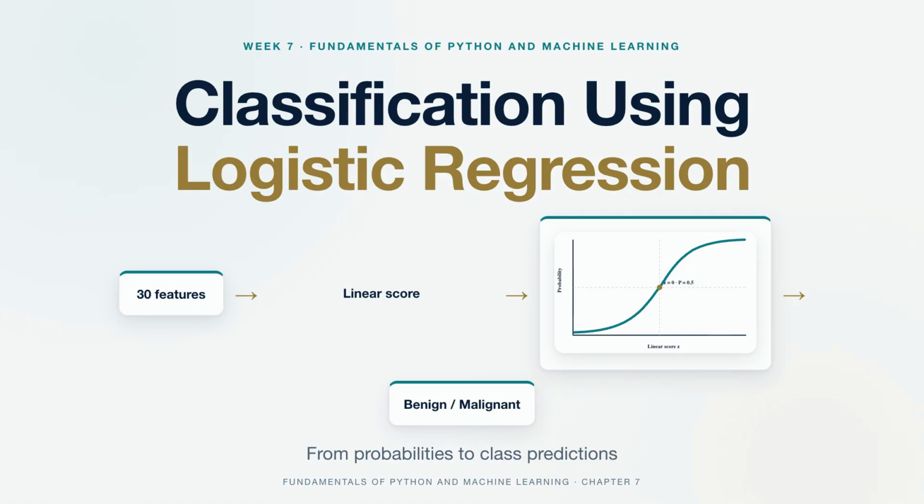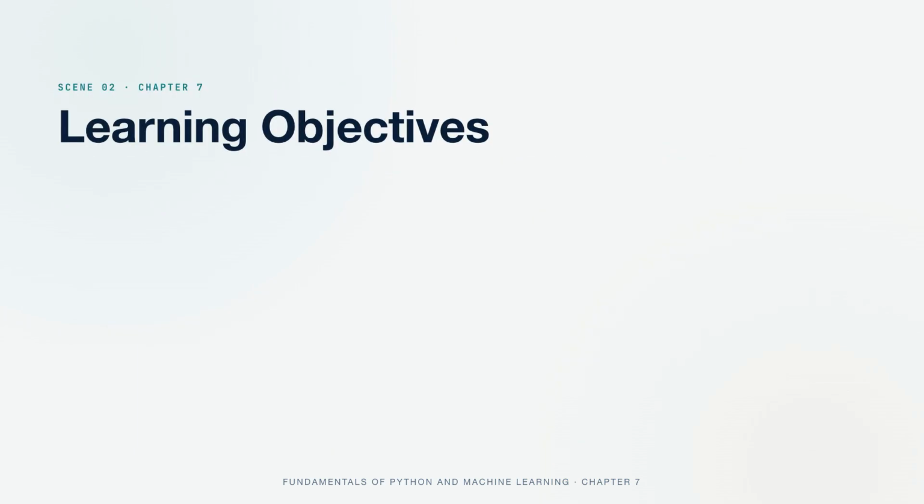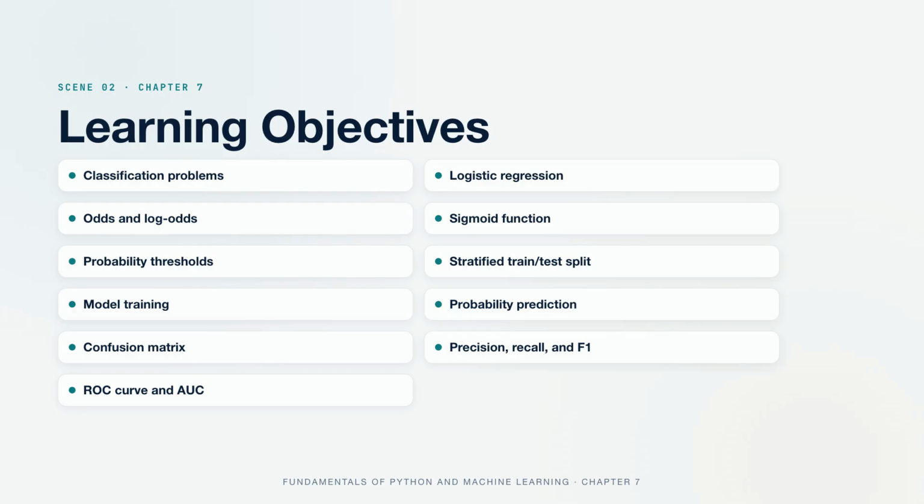We will study the ideas behind logistic regression, train a model using Scikit-learn, make probability and class predictions, and evaluate the results using a confusion matrix, precision, recall, F1 score, and the ROC curve. By the end of this chapter, you should be able to explain how classification differs from numerical regression. You should understand how logistic regression produces probabilities between 0 and 1, and how a threshold converts those probabilities into class predictions. You will learn the meaning of odds, log odds, and the sigmoid function.